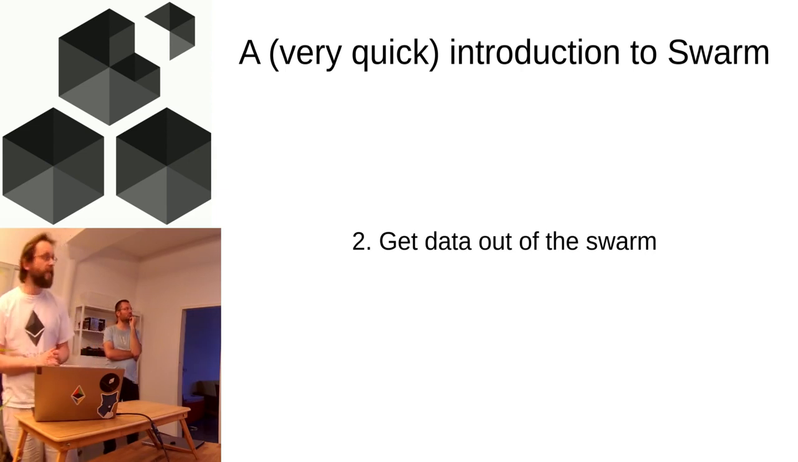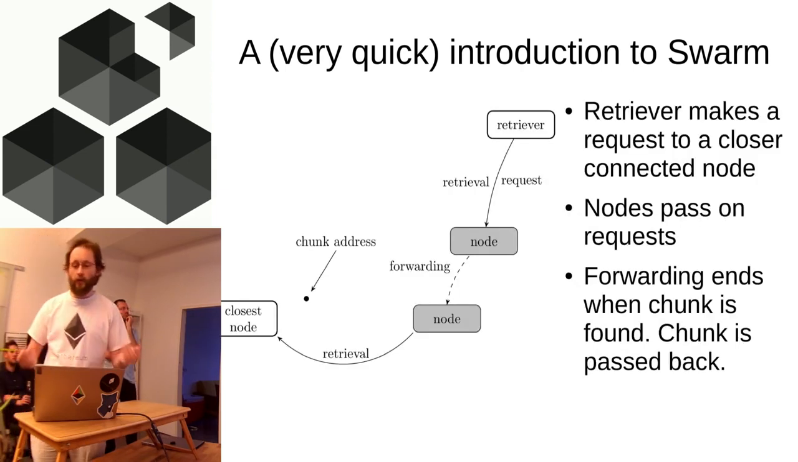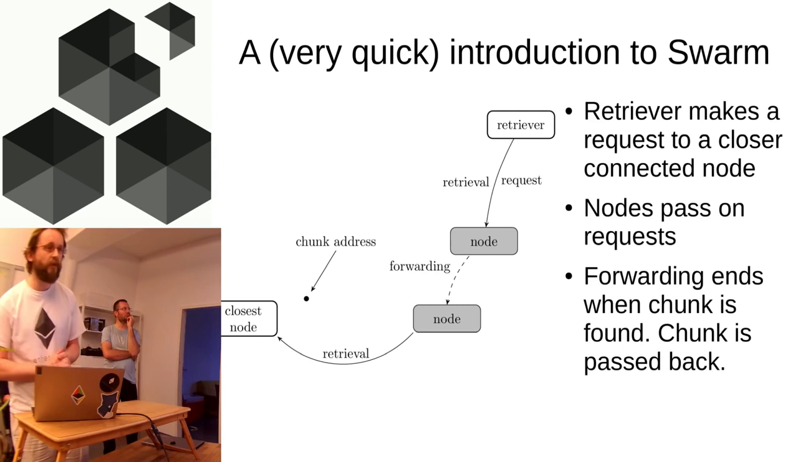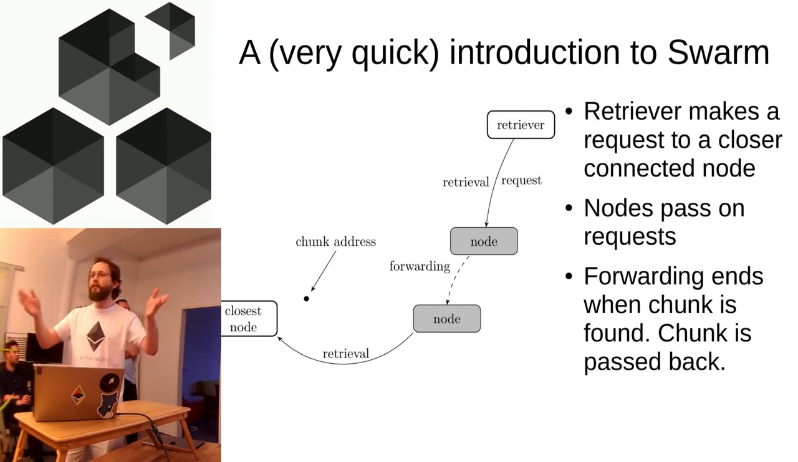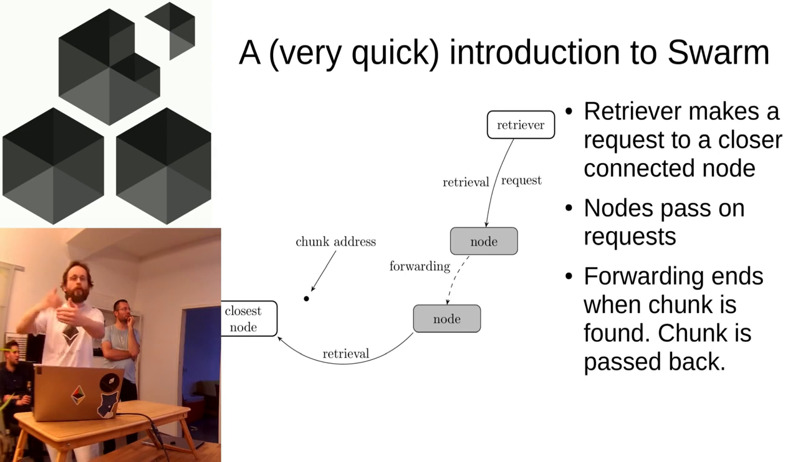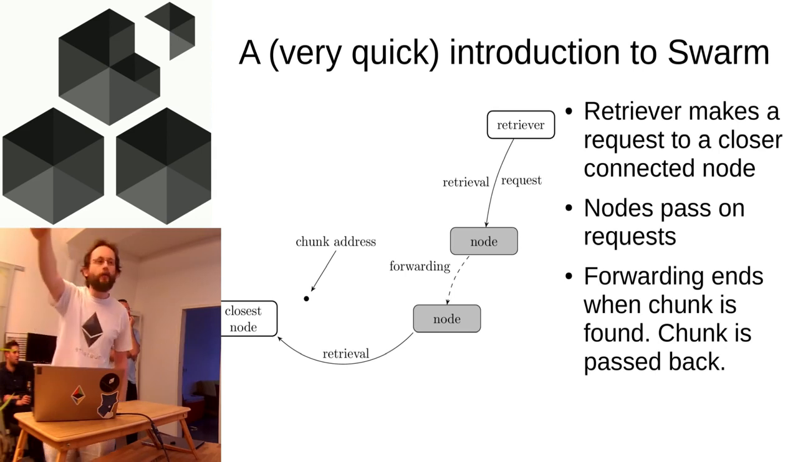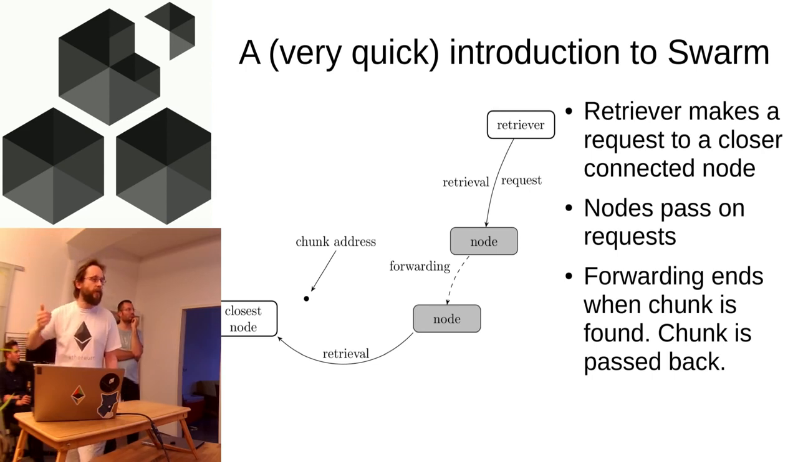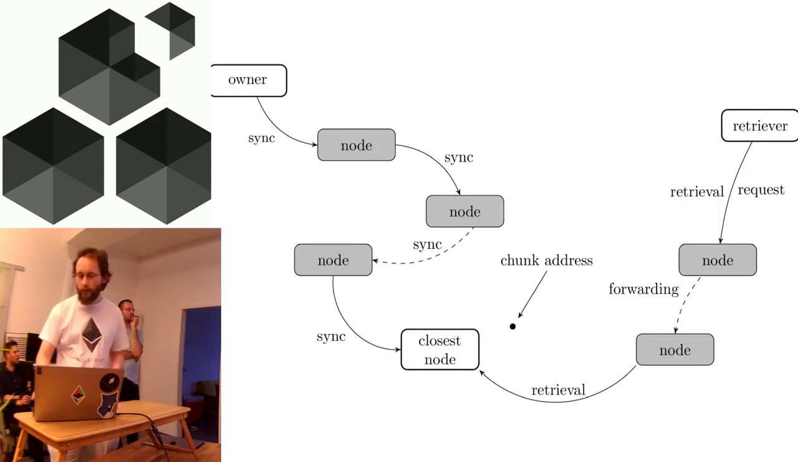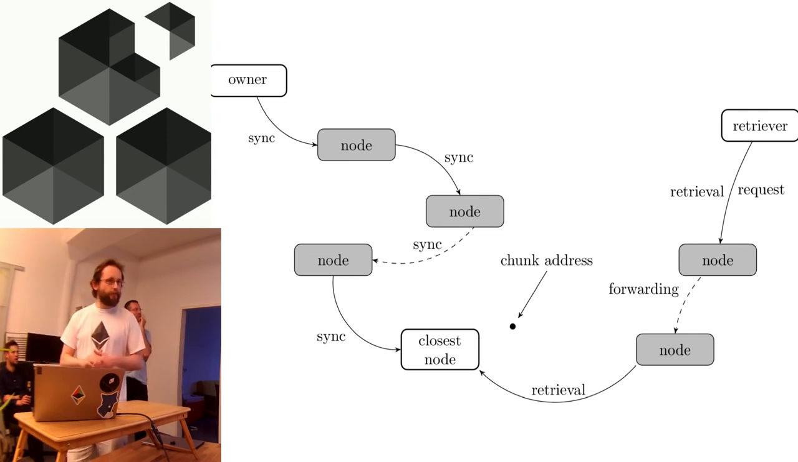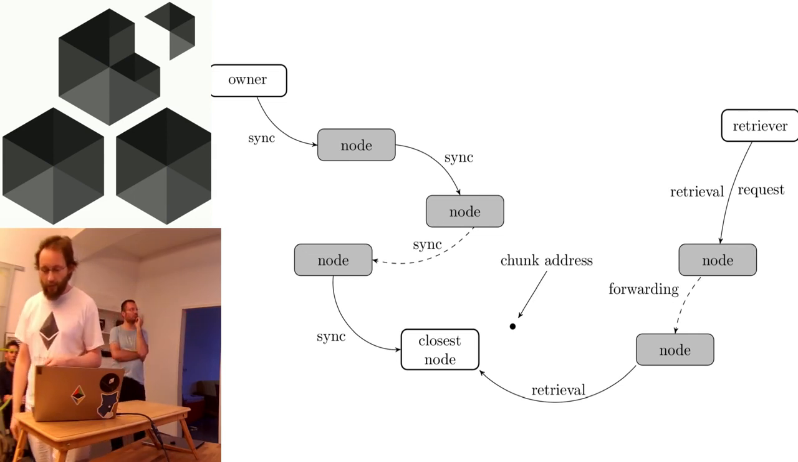And then when you get data out, it works in reverse. You, as the retriever, make a request to some node that you're connected to, which is closer to the chunk address. That node will forward the request, and at some point the request will end up at the chunk's location, at the closest node, and the chunk will make its way back. So very basically, chunks moving around is the base layer.